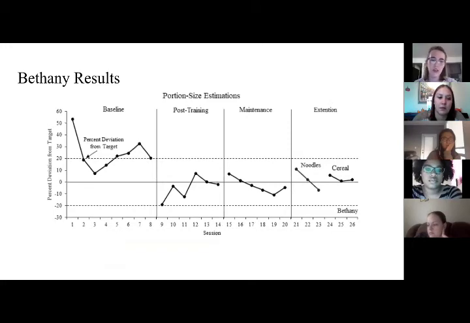The average of my baseline was 24.1 with a range of 7.4 to 53.2. For post-training, the average was negative 4.3 with a range of negative 19.1 to 7.4. For maintenance, the average was negative 2.8 with a range of negative 10.9 to 7.0. And for extension, the average was 2.5 with a range of negative 6.7 to 10.8. The variability of my data decreased from baseline session to post-training and beyond. The data points in the baseline phase were at a higher level than the post-training, maintenance, and extension phases. Because of the decrease in variability and level, the intervention was effective for me.